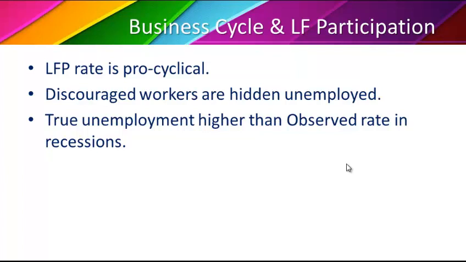So the labor force participation rate is pro-cyclical. When jobs are being created and people are being hired, more people get interested in participating in the labor force. And when jobs are being lost and unemployment is increasing, people get discouraged and they stop being part of the labor force. So discouraged workers are hidden unemployed. These are people who are just like your other unemployed, but they've stopped looking for jobs. If they were offered jobs, they would start working.